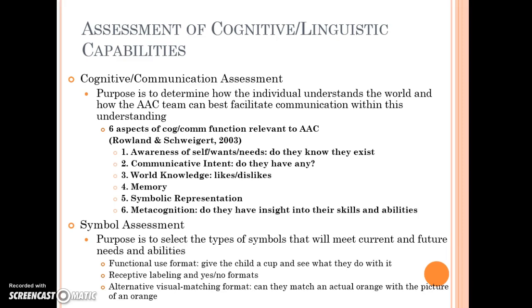What is their world knowledge like? You're not going to want to be talking to a student who's been in the hospital with leukemia their entire life about going to the zoo. They don't have world knowledge of that. What is their memory like? Do they have that symbolic representation that we've been talking about? And what is their metacognition like? Do they understand their own skills and their own abilities?